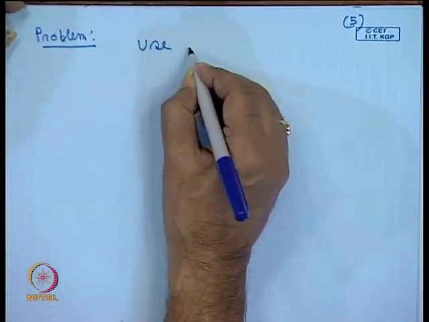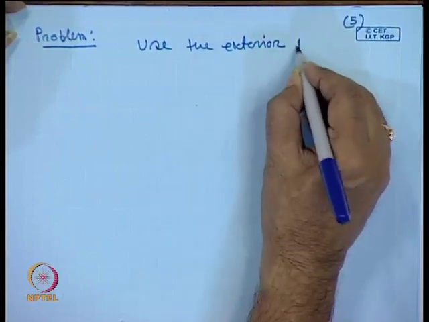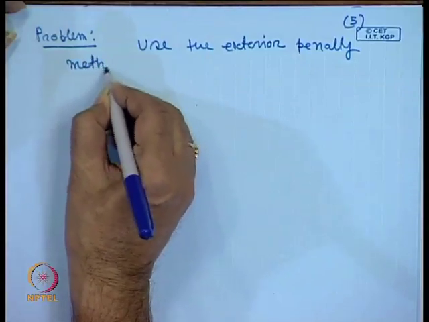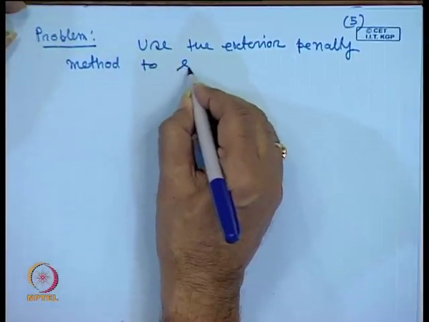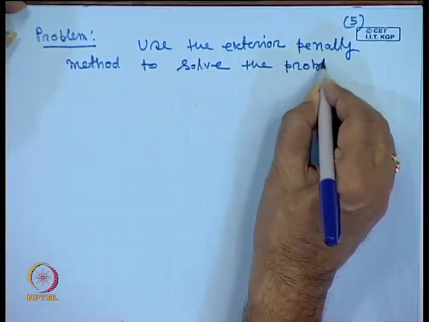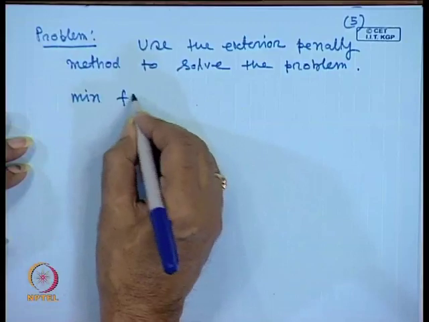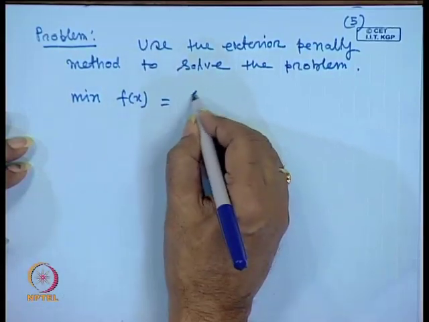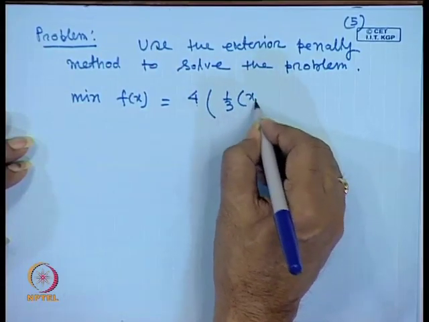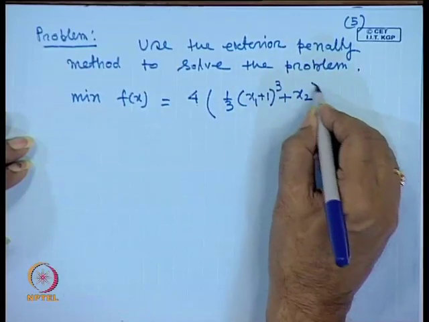Use the exterior penalty method to solve the nonlinear problem. What is the nonlinear problem? Minimize f of x is equal to 4 1/3 (x 1 plus 1) whole cube plus x 2.